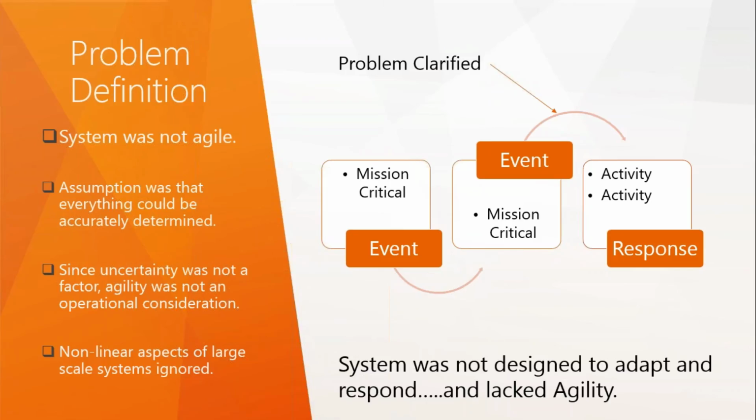And so basically what we had, and I'm trying to show this in the graphic here on this slide, is that we had a number of mission events that we had to deal with, and our ability to respond to these mission critical events was limited and truncated. And so we need to figure out how we could change that dynamic.